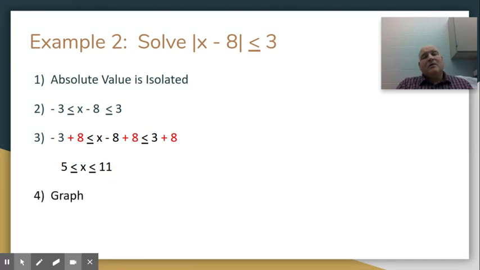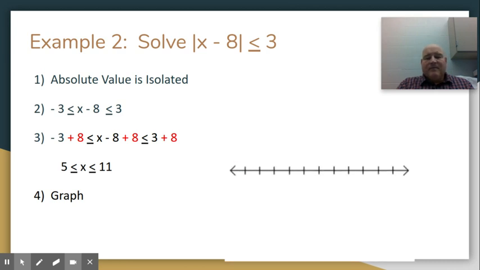Step 4, graph. So here's my number line. I'm going to scale it by 1s this time. Closed circle on 5 because we're equal to this time. Closed circle on 11 because we're equal to. And since x is between 5 and 11, we shade between 5 and 11.